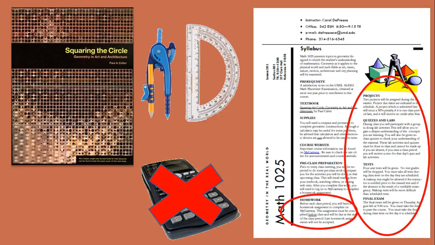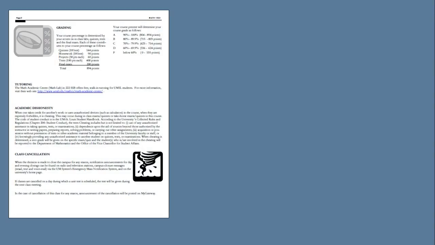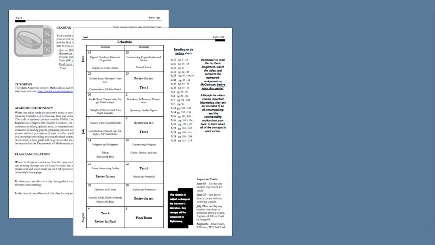You'll also notice on the first page of the syllabus a description of the things that are going to contribute toward your grade. That will be homework, projects, quizzes, tests, and the final exam. The second page of the syllabus tells you how your grade will be determined, the academic dishonesty policy of the university, and what would happen if, for some reason, class had to be canceled. And the third page has our schedule, so that you'll know day by day exactly what we're going to be doing in the class.